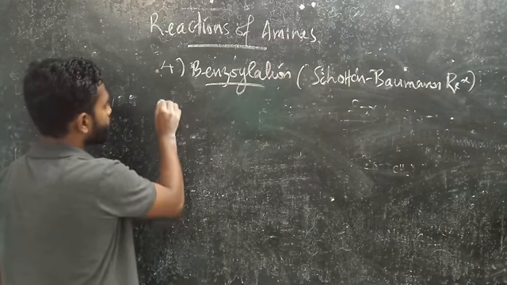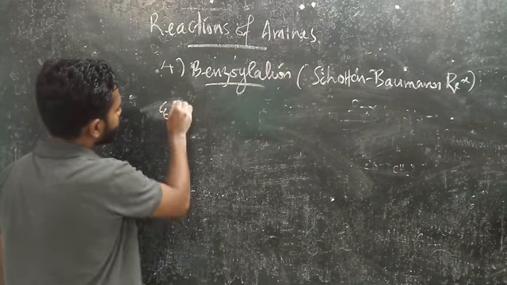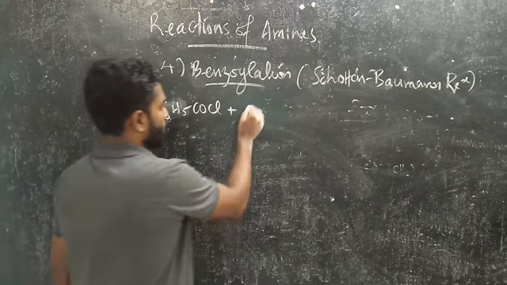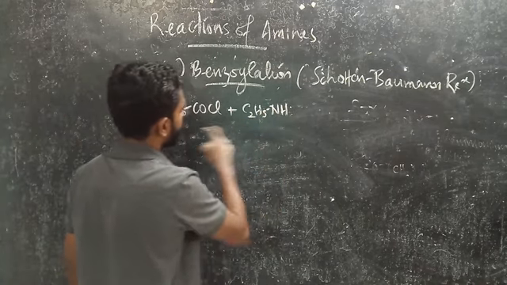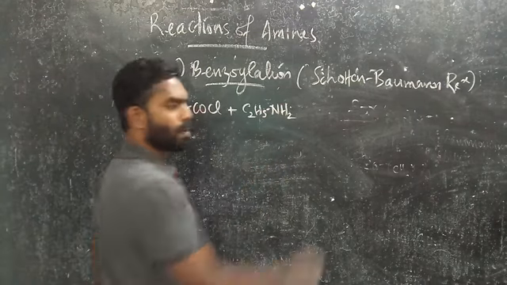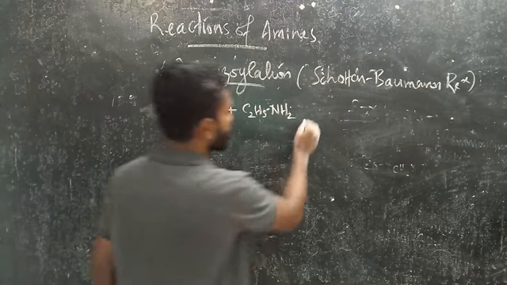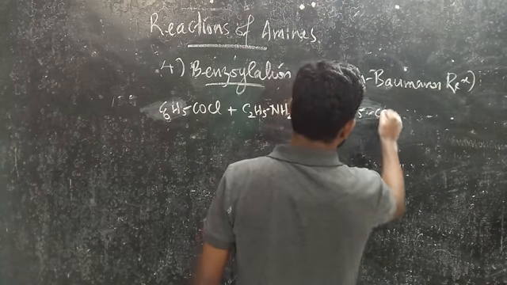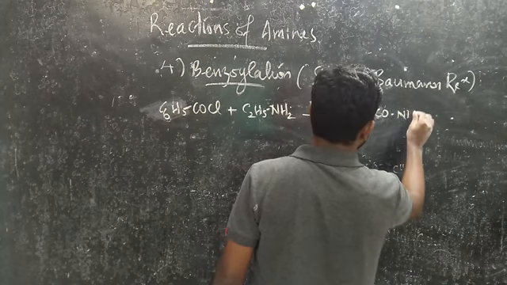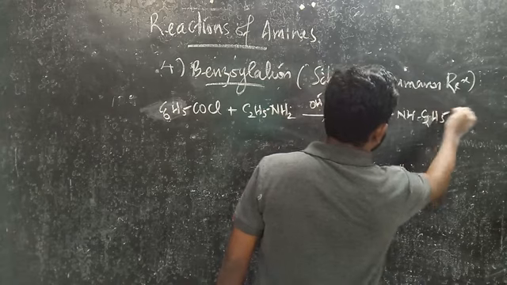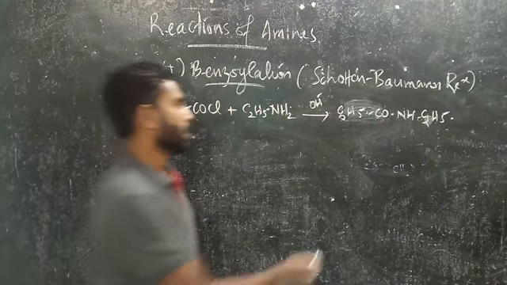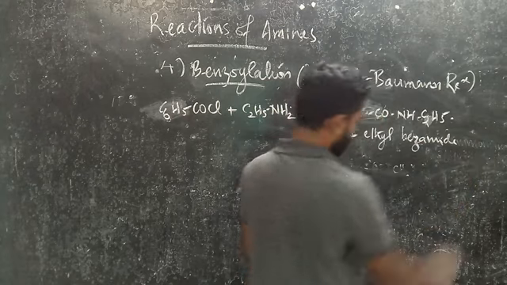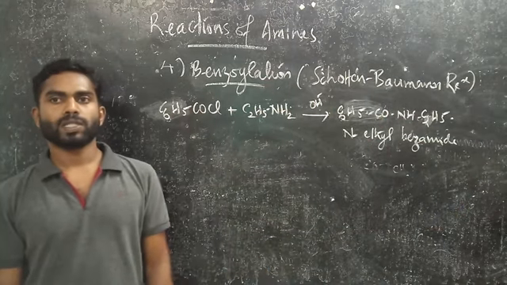Then benzoyl chloride, C6H5COCl, reacts with ethylamine, C2H5NH2, to give an amide in the presence of a base. We will get C6H5CONHC2H5. This is known as N-ethyl benzamide. This reaction is known as a benzoylation reaction.